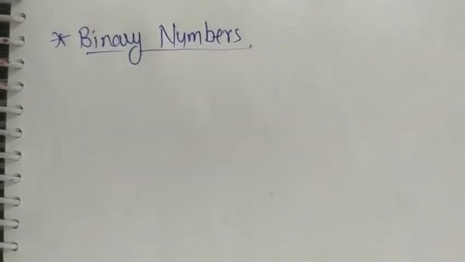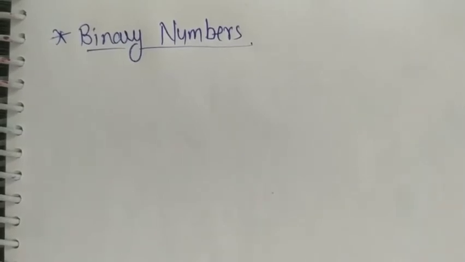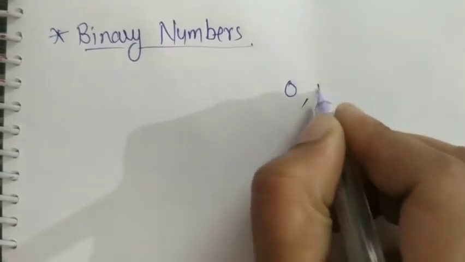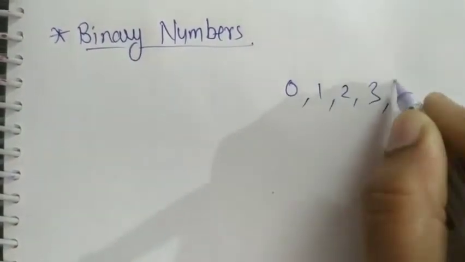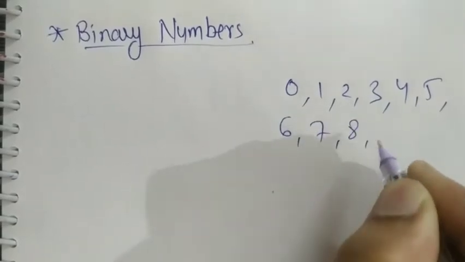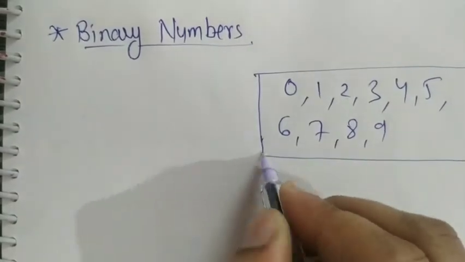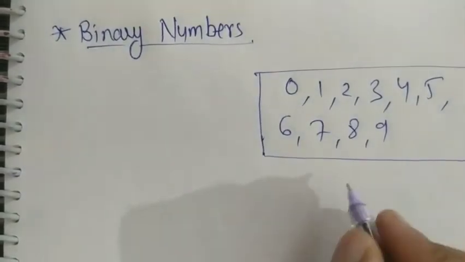If we talk about which number system we are using, it is the decimal number system, because in that we have 10 different numbers: 0, 1, 2, 3, 4, 5, 6, 7, 8 and 9. This is called the decimal number system.